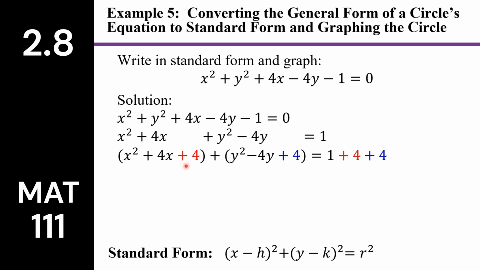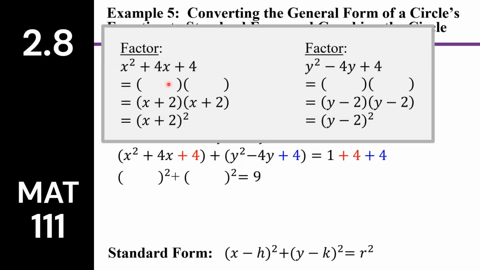So now we want to make this trinomial become a binomial squared, and we also want to add up these values over here on the right. So let's do that first. 1 + 4 + 4 is 9. So this is the part that's going to seem the trickiest. Let's start with thinking about factoring.